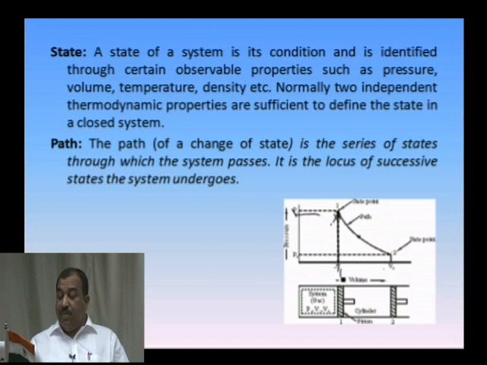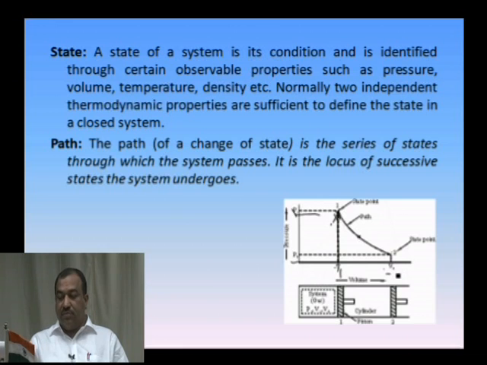When the system changes its state from 1 to 2, the pressure drops to P2 and volume increases to V2. You can see here two properties are required to define the particular state condition of the system.